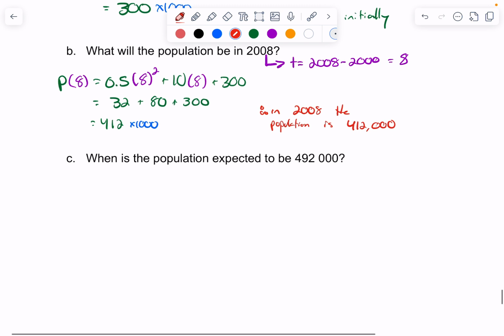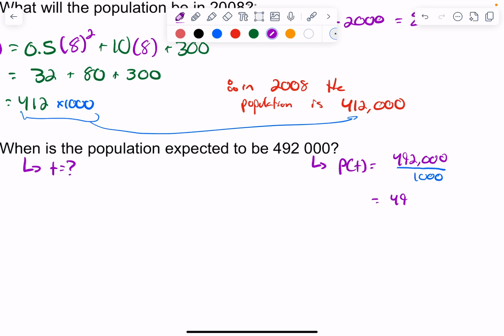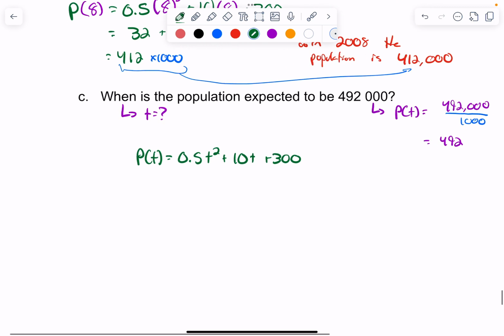When is the population expected to be 492,000? Okay, so in this case, when? Now in this one, we're looking for a t-value, but it's giving us a population. It's giving us p of t equals, and in this case, we need to take this 492 because the value we put in is 1,000 less, right? So it's almost like it's given us this math right here. So we just need to undo that multiplying by 1,000. So we are going to substitute the value 492. So we're looking for a t-value when p of t, which is 0.5 t squared plus 10t plus 300, when this whole thing equals 492. So 492 equals 0.5 t squared plus 10t plus 300.